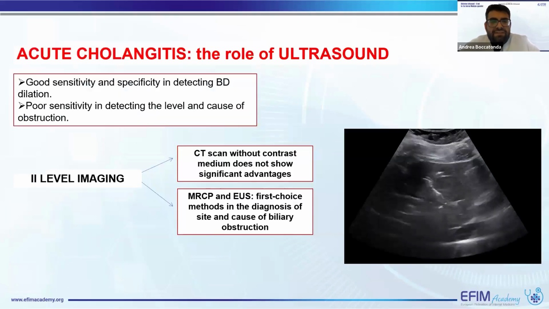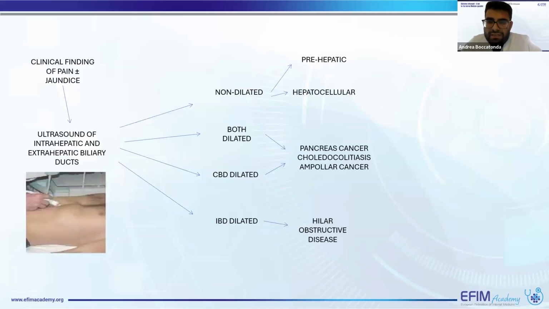Ultrasound displays a good sensitivity and specificity in detecting the dilation of the bile duct, but has a poor sensitivity in the evaluation of the cause of the obstruction. So a second-level imaging such as CT, MRCP, or endoscopic ultrasound is often required. So this is the final diagram about the evaluation of the bile ducts, intrahepatic and extrahepatic, and the relevant.